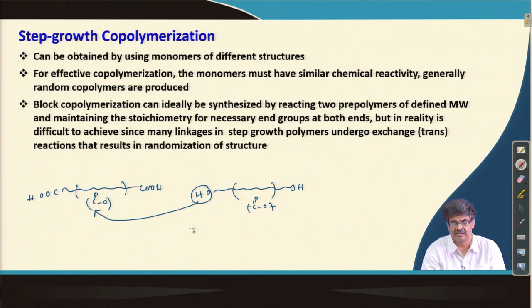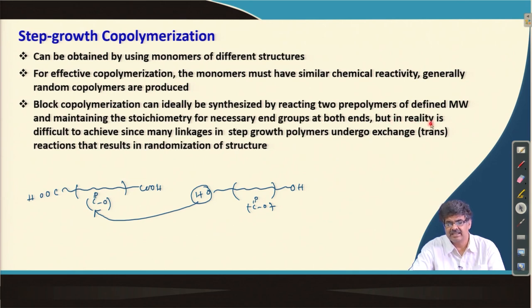So block copolymers can ideally be synthesized by reacting two pre-polymers, like the example we have shown here, with definite molecular weight, and we can have the required stoichiometry by using one of the pre-polymers in excess, the one which we would like to have as end group, we will use that in excess.